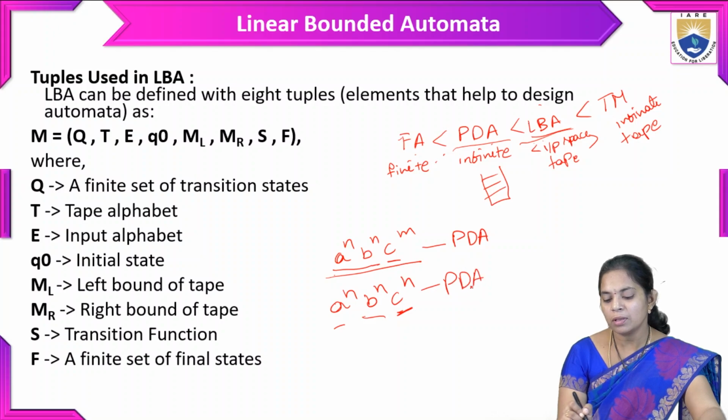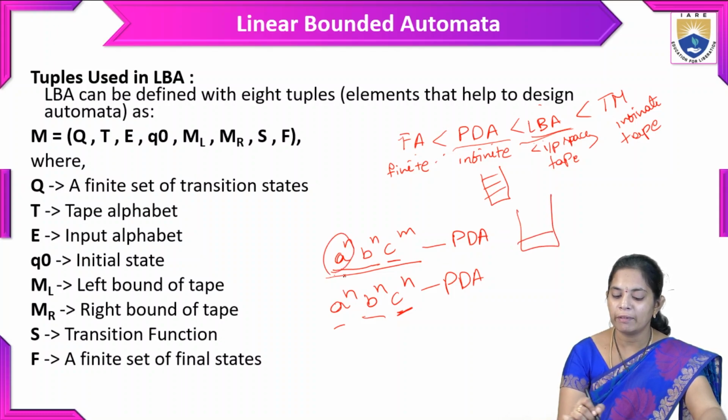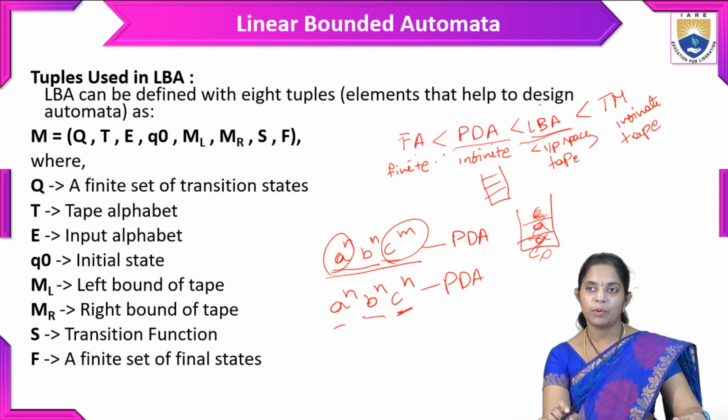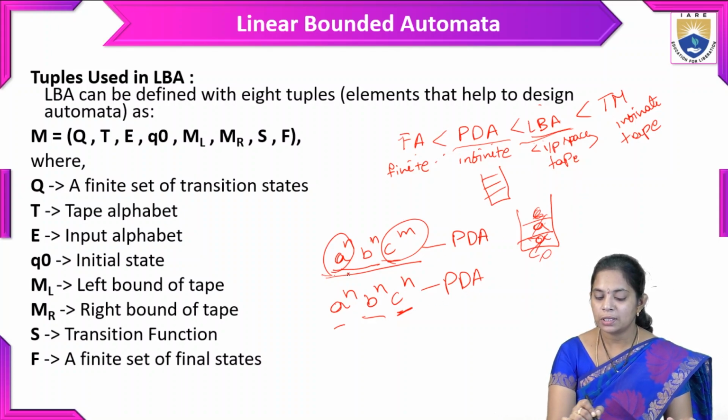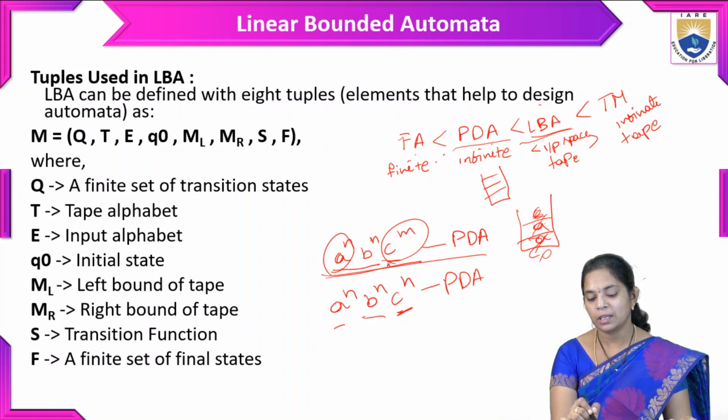Why? Because here, with n number of A's followed by n number of B's, when we read A we insert the values into the stack. While reading B, we pop the A's, so that the number of A's equals the number of B's. While reading C, we are not doing anything, and we go to the final state with the initial stack symbol. That is how we can construct a PDA for this kind of language.